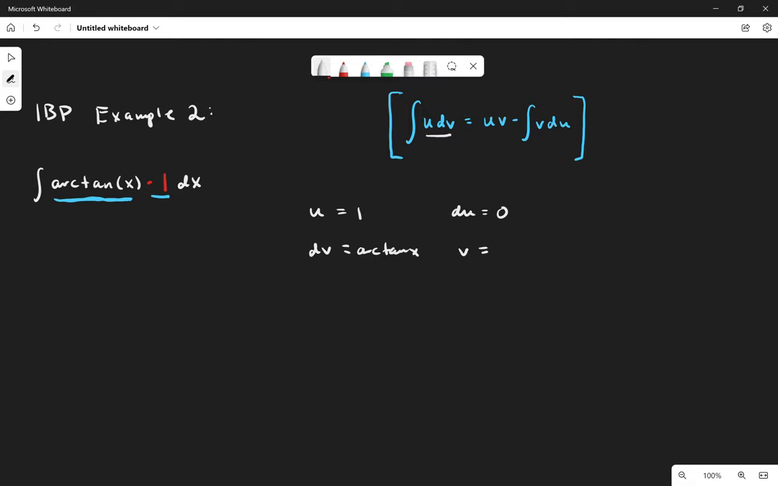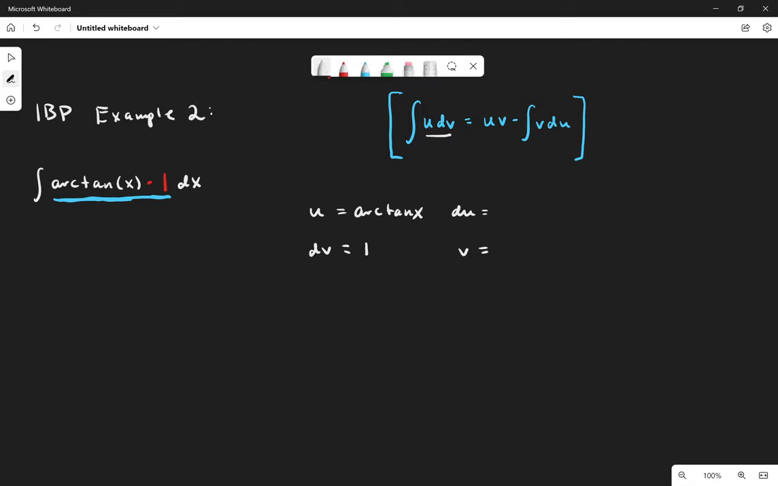Well, what's the integral of arctan? That's our original integral. We don't know that, so we actually can't do it this way. It has to go the other way. So dv is going to be 1, and arctan will be u.